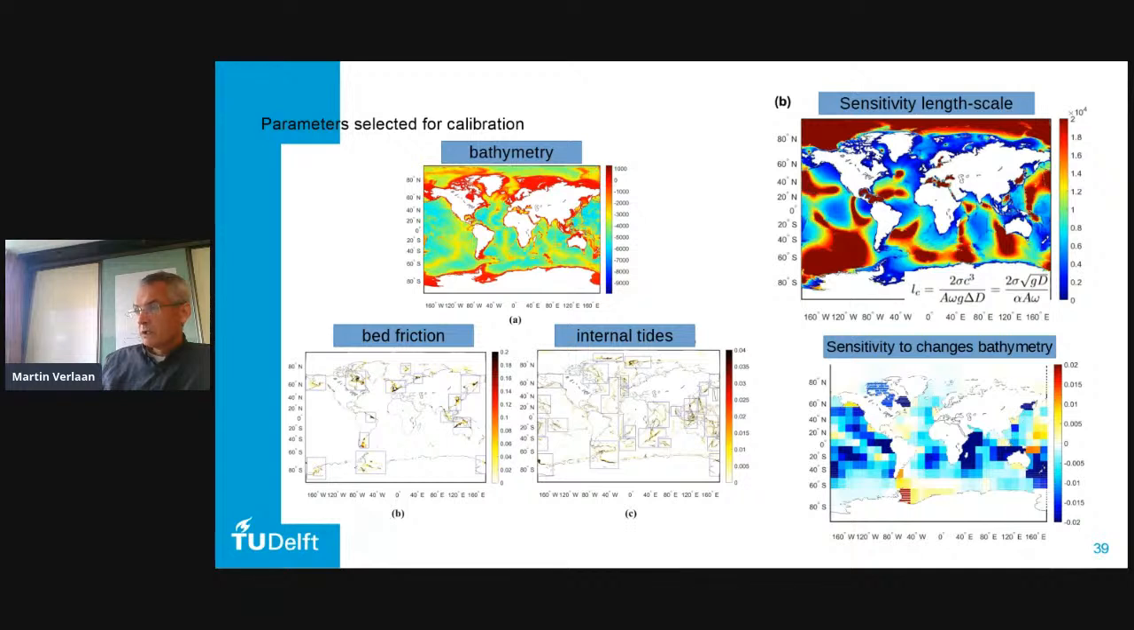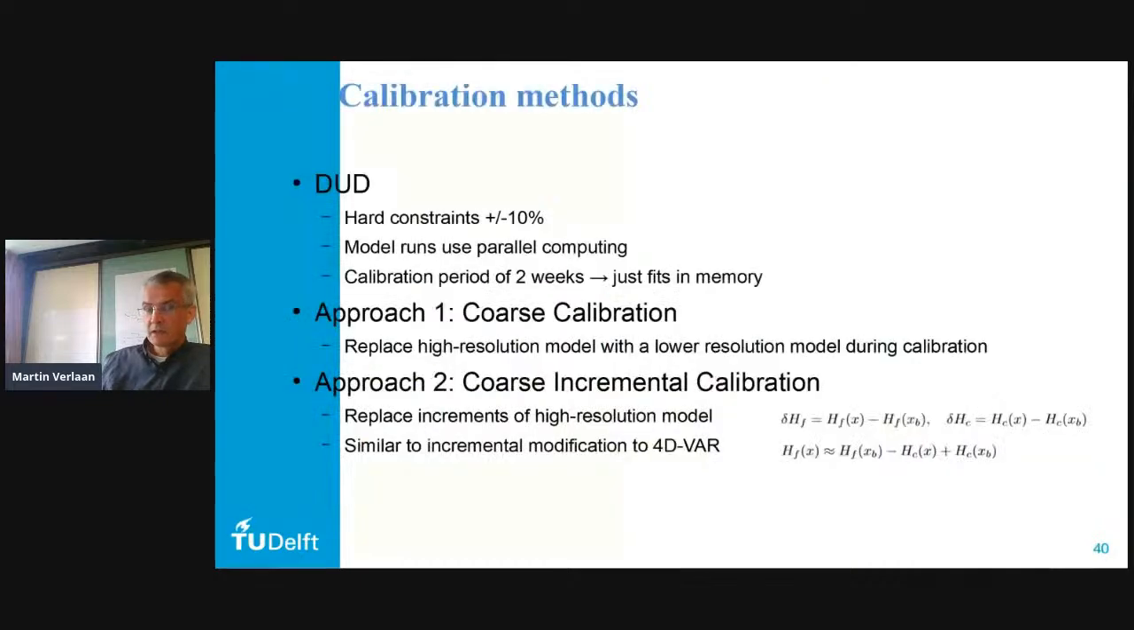To continue this, we divided the ocean in many segments, and we did a sensitivity experiment, and you can see in color in the lower right what the sensitivities are for each of these boxes. And you can see that in some places the solution is quite sensitive to changes in the bathymetry, and in others it's not. And the sign of the sensitivity also changes from place to place.